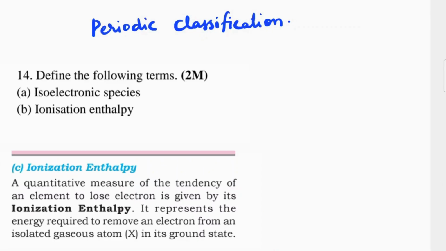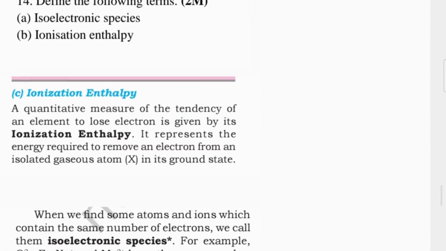Hi students, today we are going to learn a few questions from periodic classification. So first question, define the following terms: isoelectronic species, ionization energy. For most of the questions asked in the question paper, we have to write or support our answer from NCERT. So the first question is isoelectronic species.